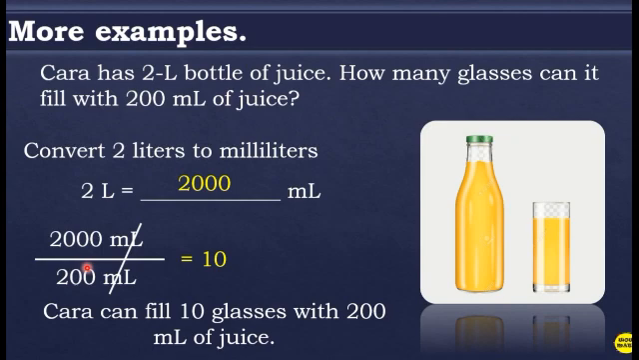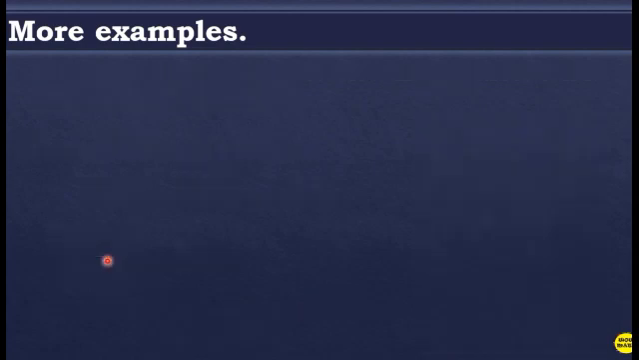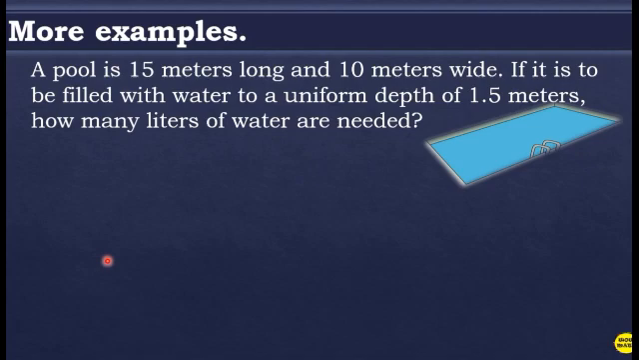So, 10 baso ang malalagyan niya ng juice na merong tigto 200 ml. Okay, so ganun po palagi. Bago tayo solve, bago tayo mag-divide, mag-multiply, dapat po nasa parehong unit sila. Okay? Next. A pool is 15 meters long and 10 meters wide.